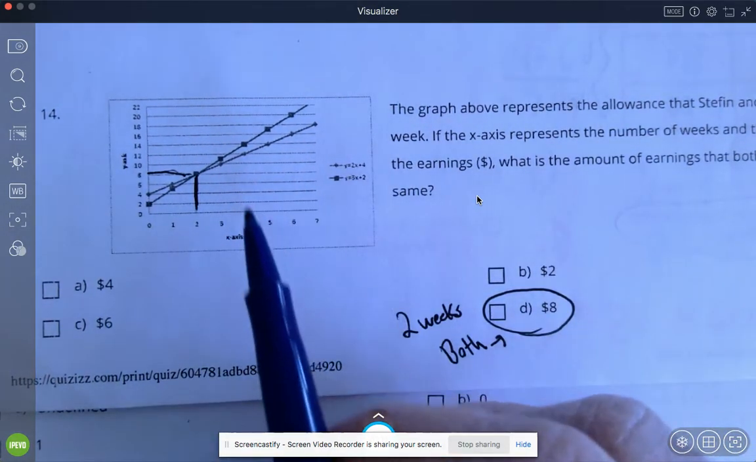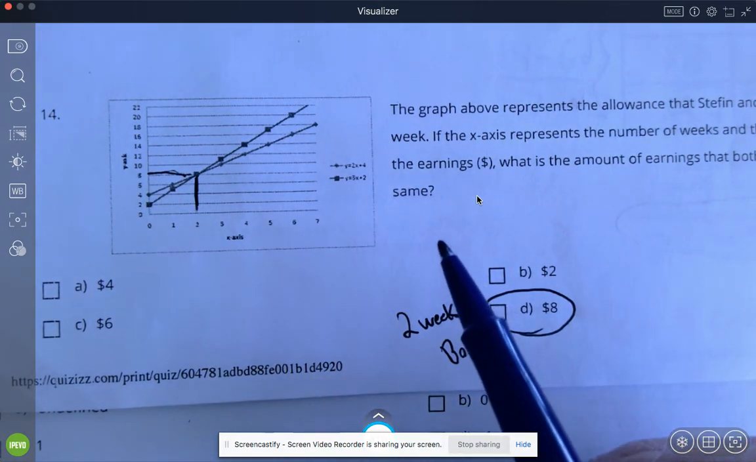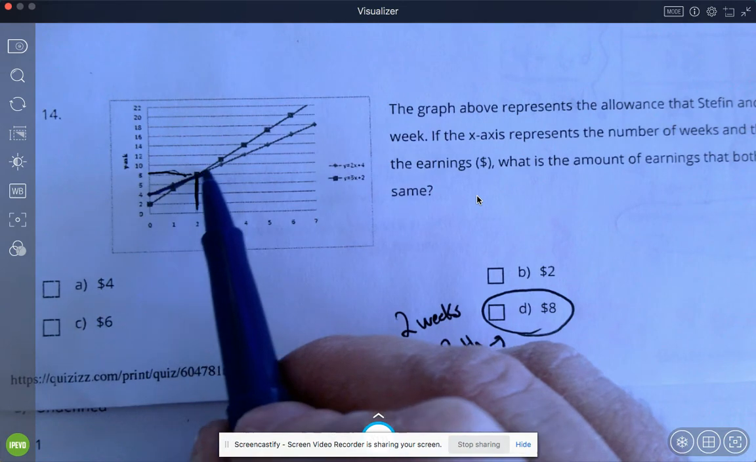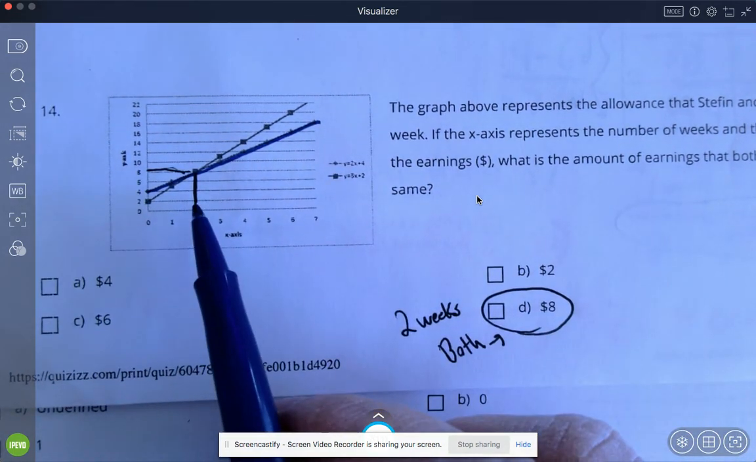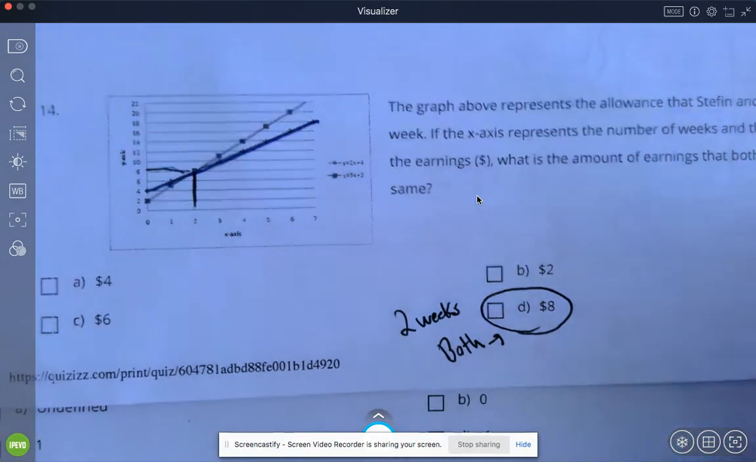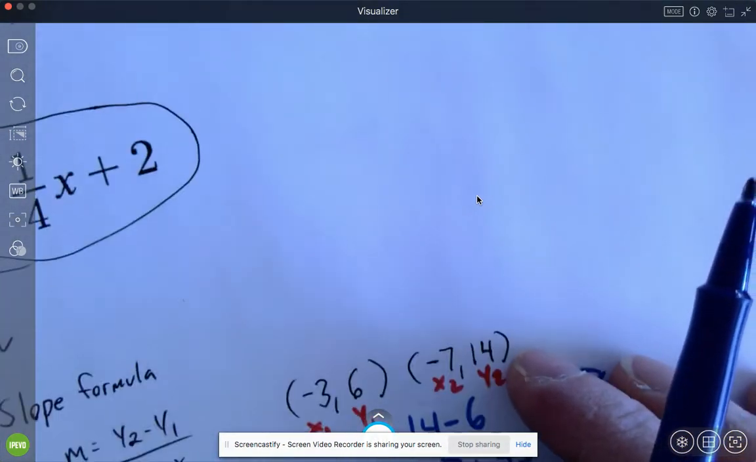There's a test question like that. I can't distinguish which is which. But if you wanted to know when this one made less money, you would say after 2 weeks, this guy is making less money. So hopefully that helps you with that test question.